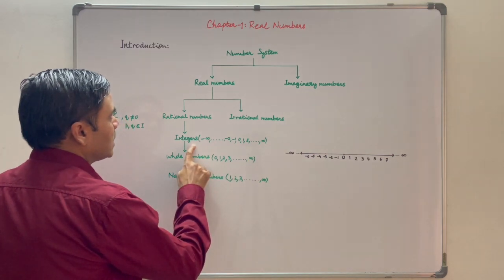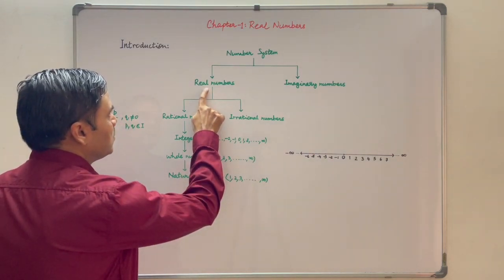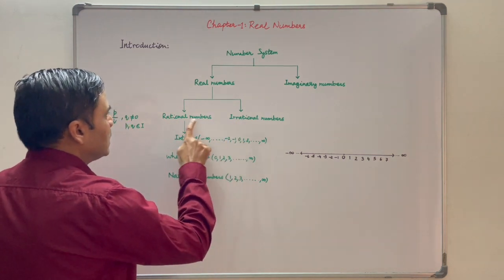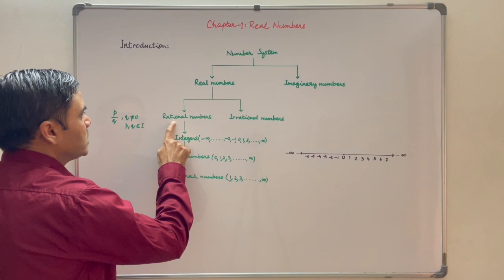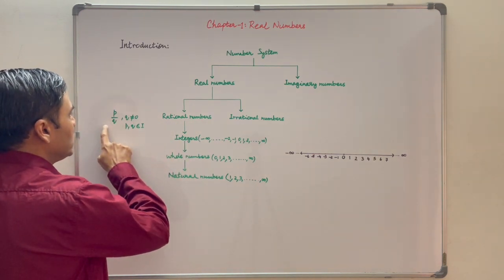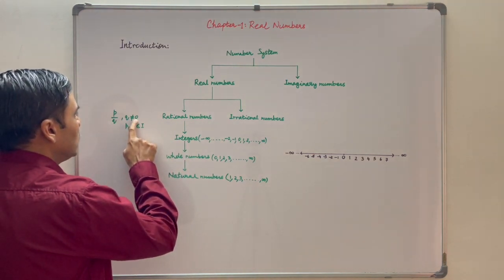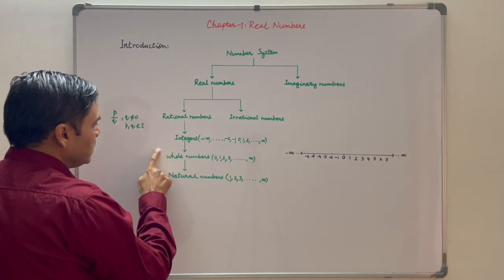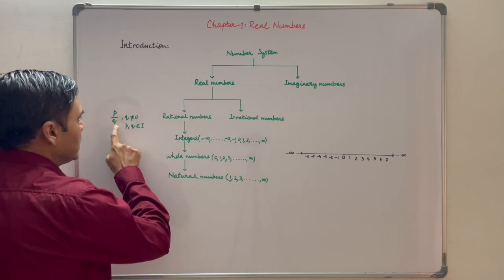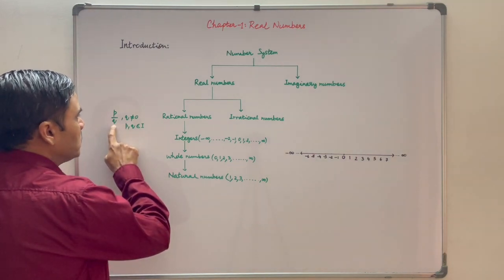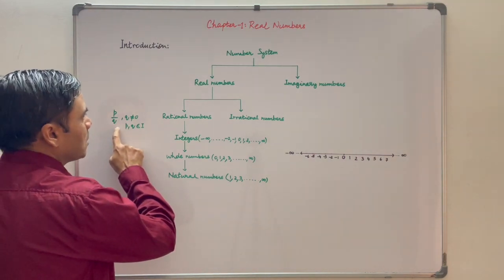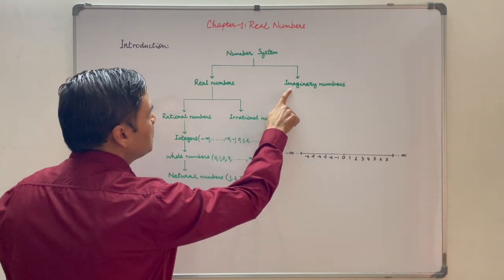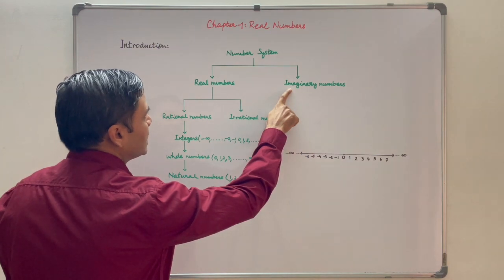Next up in the hierarchy are real numbers. Real numbers are of two types, rational numbers and irrational numbers. Rational numbers are those numbers which can be written in the form p by q, where q is not equal to 0 and p and q are integers. So obviously these all type of numbers can be written in this form. And the numbers which cannot be written in this form are called irrational numbers. There is one more type of number, imaginary numbers, you will study next year.